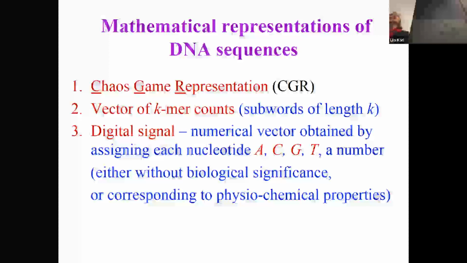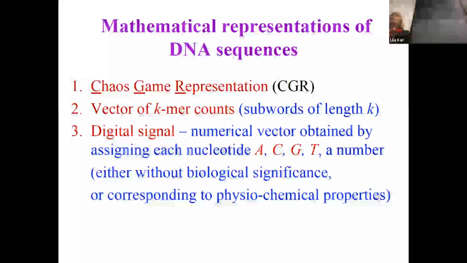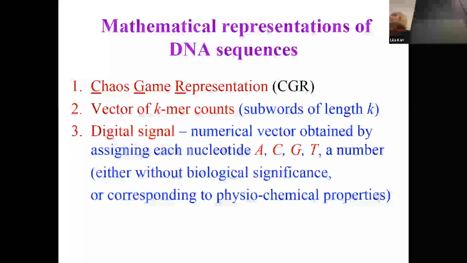But our method is not based on aligning genes. Our method is alignment free. So what we are going to do is take a random fragment from a genome and then use some mathematical representation and extract some features that can act as a genomic signature.